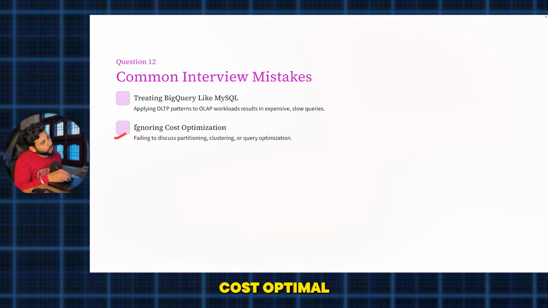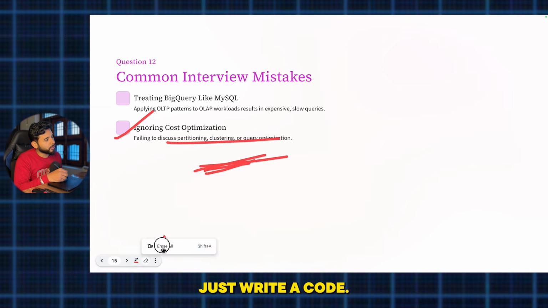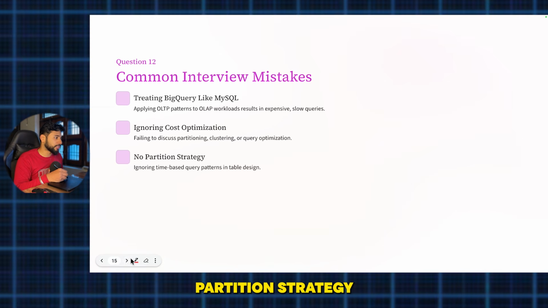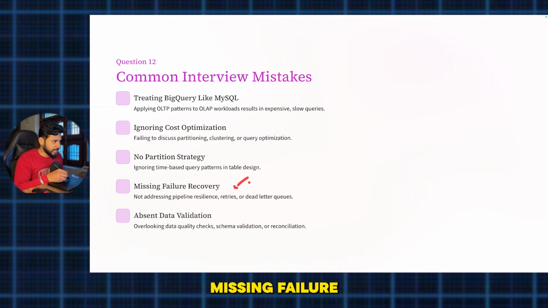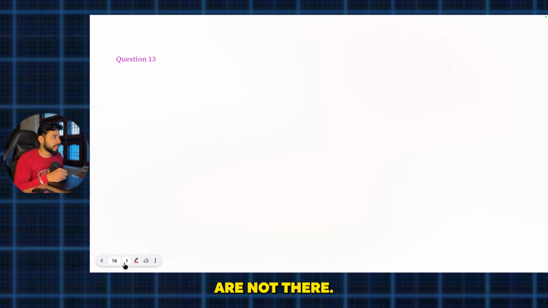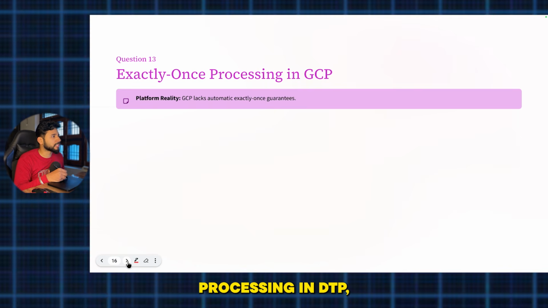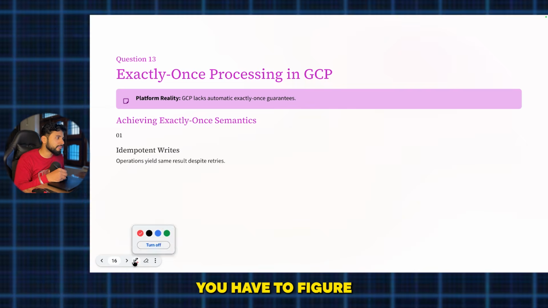Other than that, ignoring cost optimization. You should not just write code. You should also understand how much time it is taking and how much cost it is taking to run that. No partition strategy that you are doing. Missing failure recovery, so you are not having fault tolerance in your pipeline. Absent data validation, or data checks are not there. That is also a problem. Also, how exactly-once processing works in GCP, you have to figure out these things.